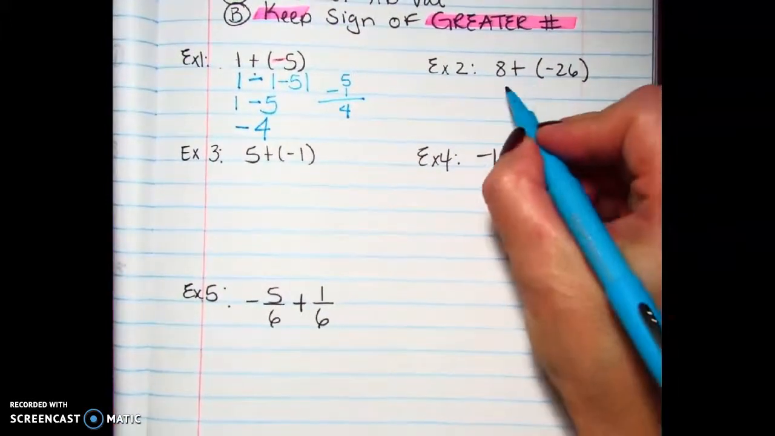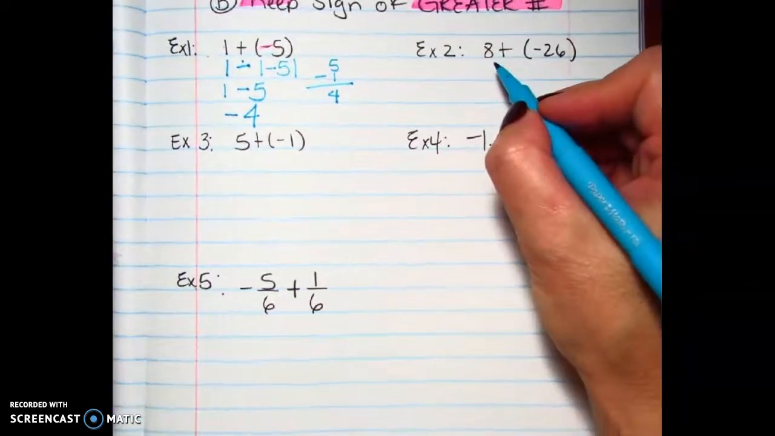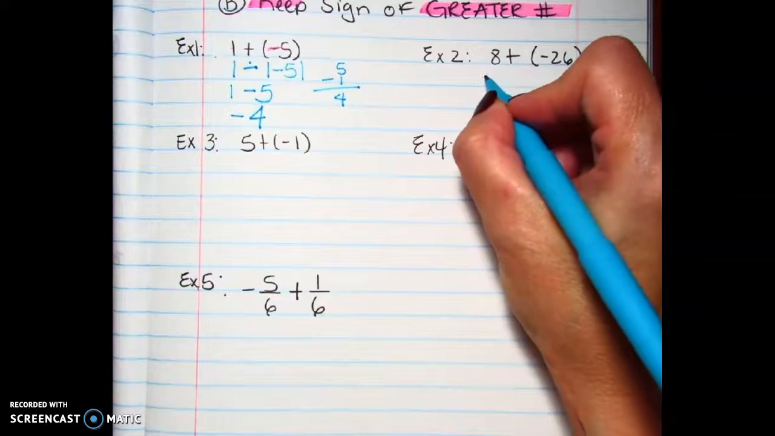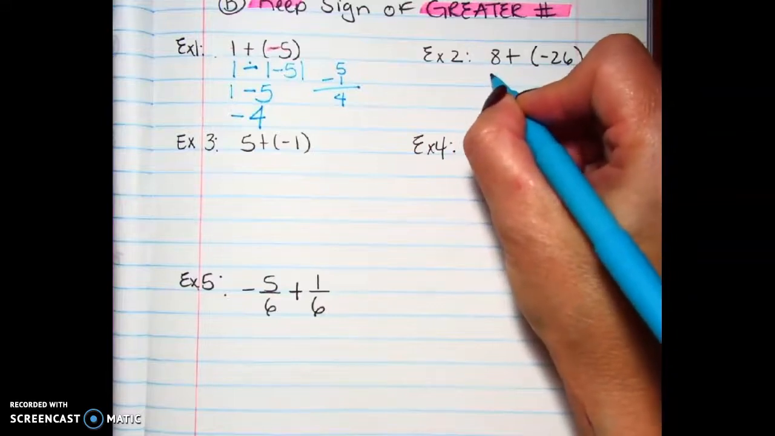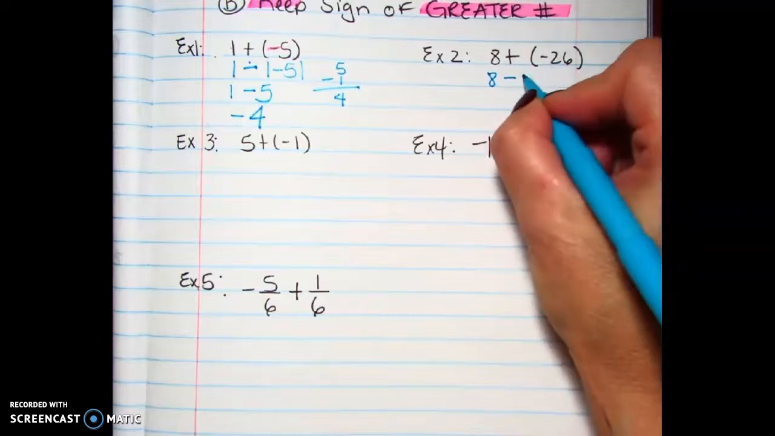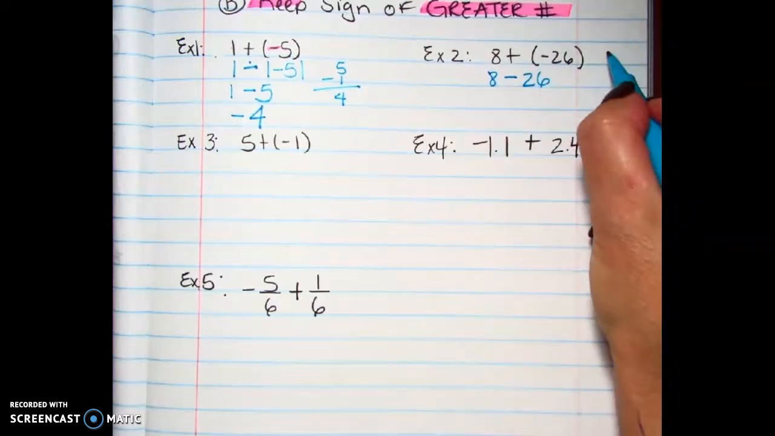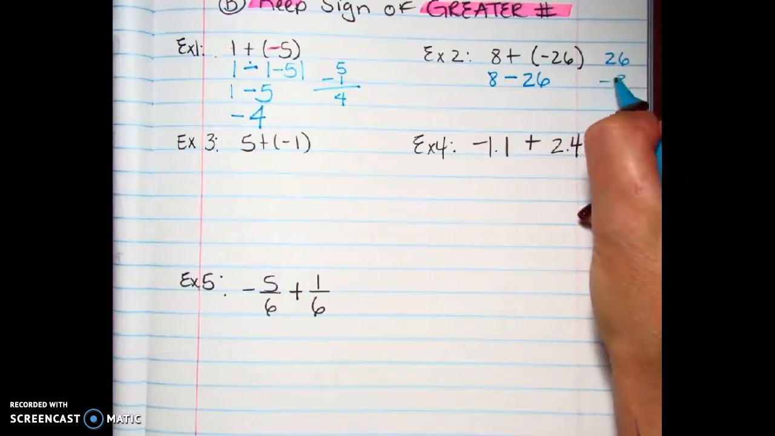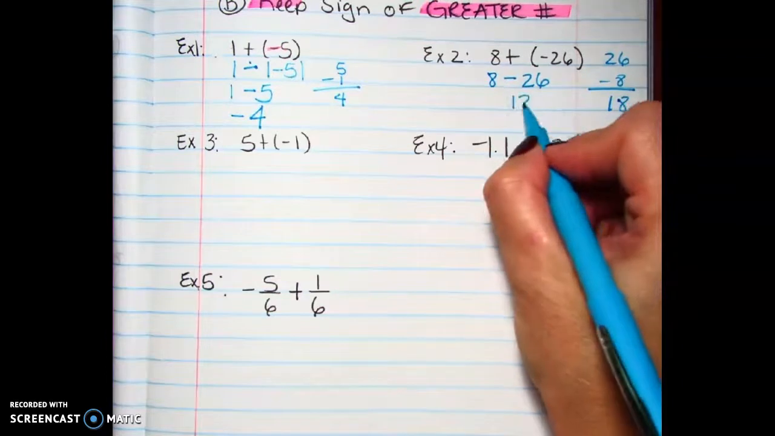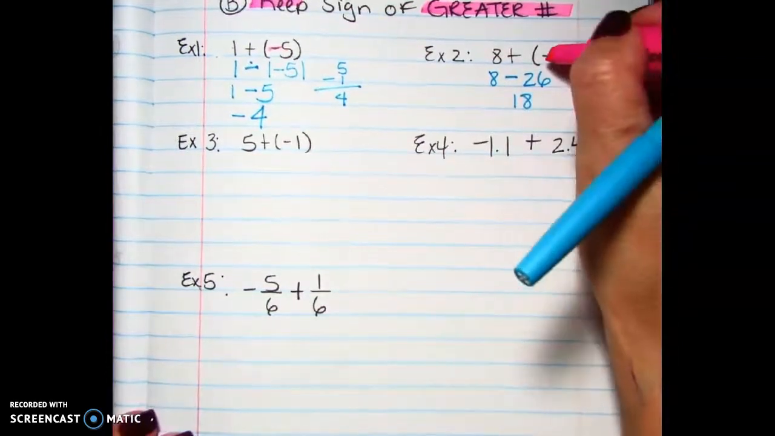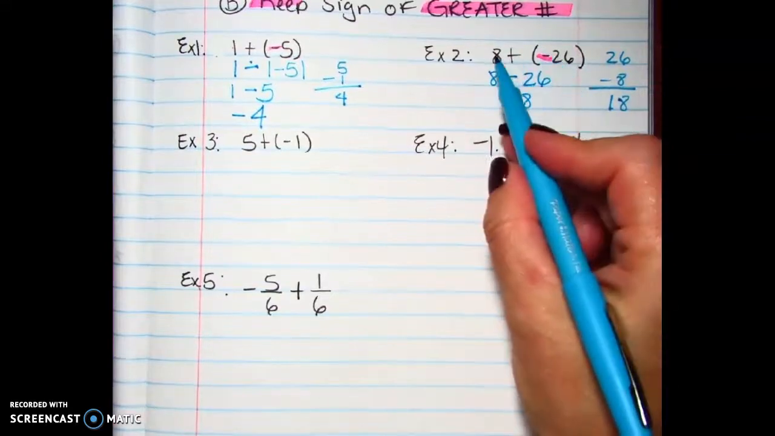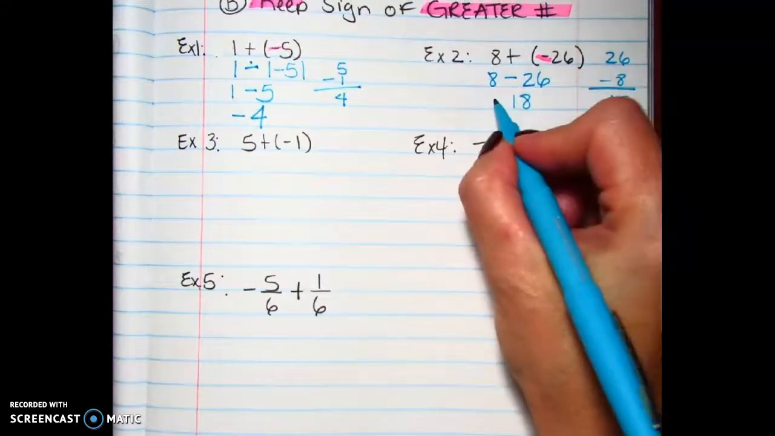Next, we did this one yesterday. So I have to subtract the absolute value. So I have the absolute value of 8 is 8, and I subtract the absolute value of 26, and I can change the order, and I subtract them, and I end up with 18. However, I go back to the original, and 26 is a greater number than 8, so I make it negative.